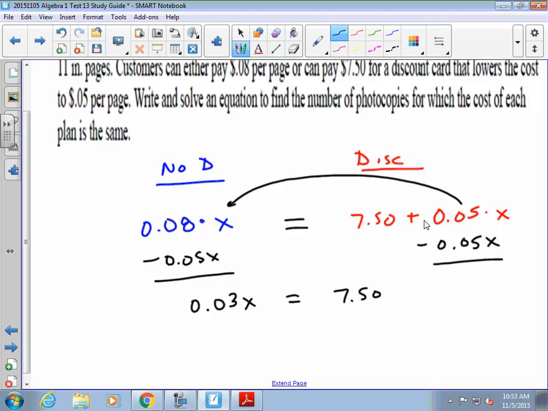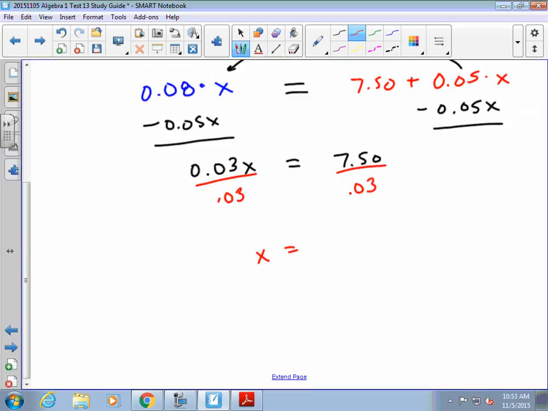So it says 0.03 times x, divide by 0.03 to get x by itself, because we're undoing multiplication. When you do it to one side, do the same to the other side. And x's value is going to be 250 copies. So at 250 copies, it's exactly the same if they buy the discount or if they just pay 8 cents per page. So if they go past 250 copies, if they make 251 copies, it becomes cheaper to buy the discount. If they make fewer than 250 copies, like 249, then it's better to just pay 8 cents per page.